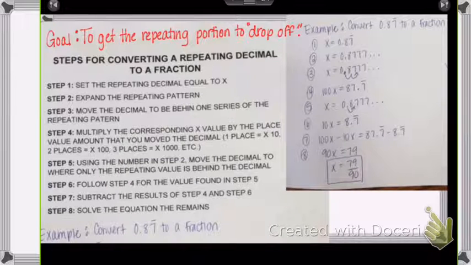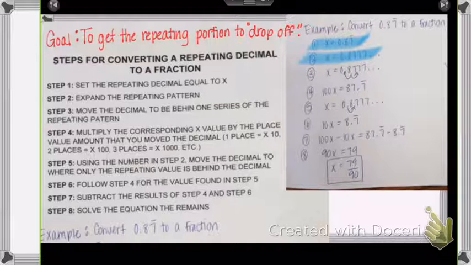When we were converting a repeating decimal in class, we looked at this process in more detail and broke it down into 8 steps. So the steps for converting a repeating decimal to a fraction, with our goal being to get the repeating portion to drop off, is that we set the repeating decimal to x, which is what we've done here in our example. We then expand the repeating pattern so that way we are sure of what is repeating. So in our example here, the only thing that repeats is the 7.